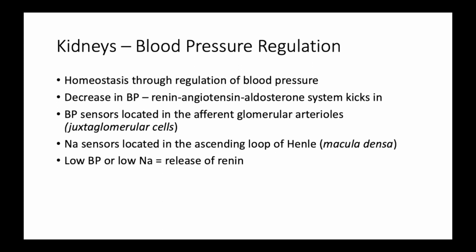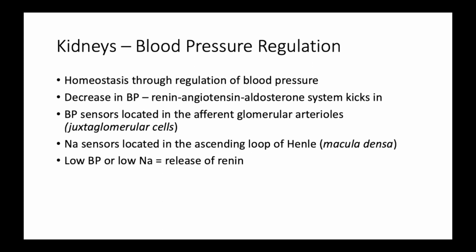All right, and then another role for the kidneys, because it's all about the kidneys: blood pressure regulation. So of course, homeostasis is maintained through regulation of blood pressure in part. A decrease in blood pressure, when that occurs, the renin-angiotensin-aldosterone system kicks in. So there are blood pressure sensors located in the afferent glomerular arterioles, and those are called the juxtaglomerular cells. And there are sodium sensors located in the ascending loop of Henle, the macula densa. Low blood pressure or low sodium creates this release of renin.